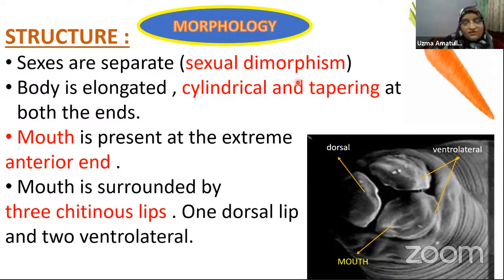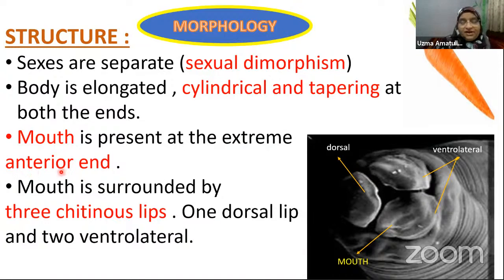Now these worms are also tapering from both the ends, from the upper end and the lower end, from the anterior and from the posterior parts of the body. The mouth is present at the extreme anterior end. Now here this term anterior has come.